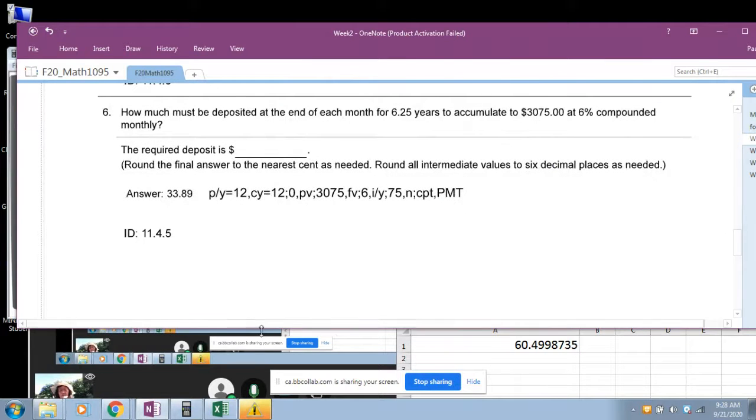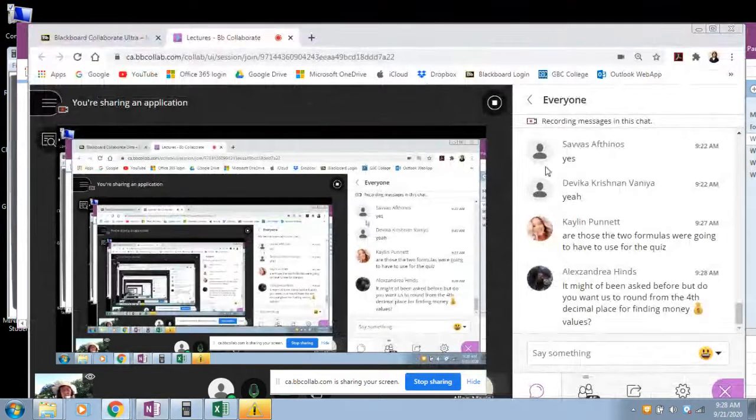Okay, so I heard questions. Let me check. Caitlin said, are those the two formulas going to be on the quiz? Yes, those are the formulas we are going to use for the quiz, but if you use the calculator, you don't care about the formula.